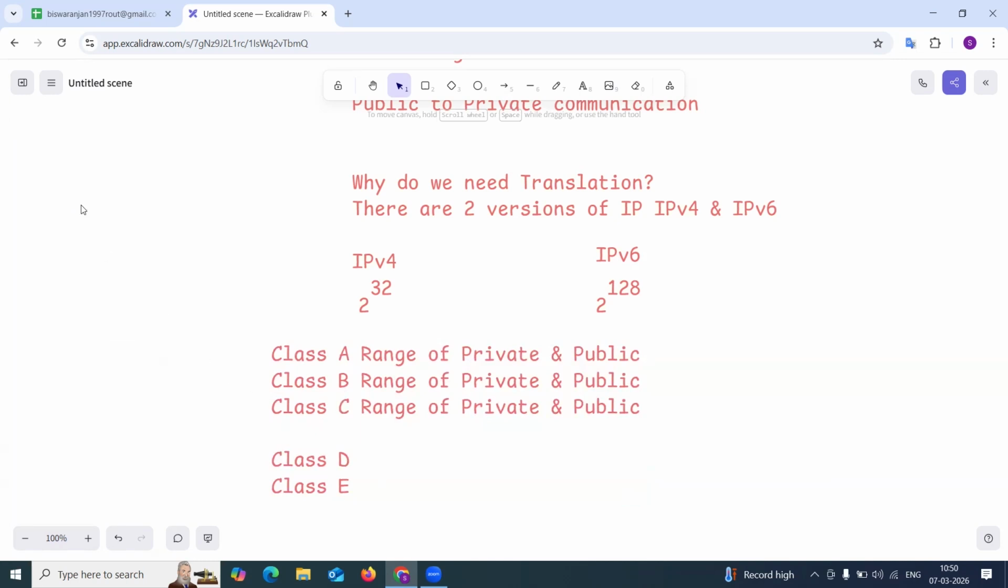In A to C also, as I told, we have a range of private and public IPs. Now, the problem is, first of all, this range itself is very small. In that also, we have a cutoff of private and public IPs. So the number of public IPs that we have in IPv4 is very limited, relative to the growing number of internet users.